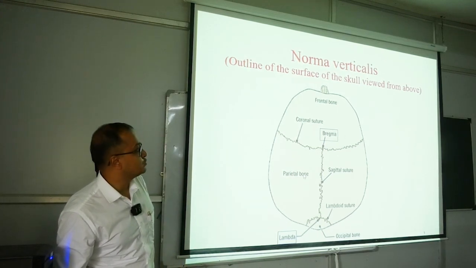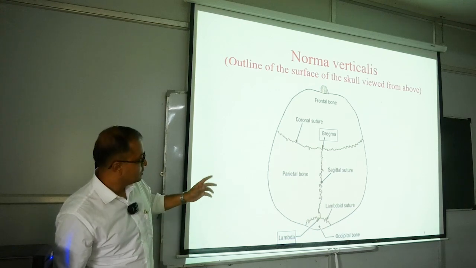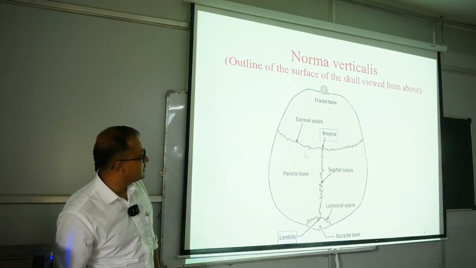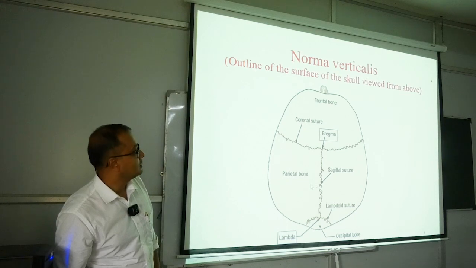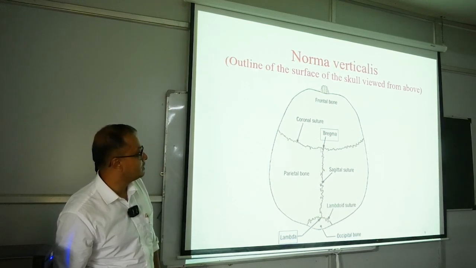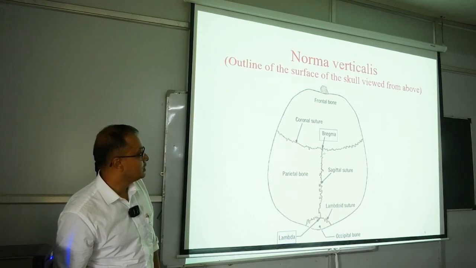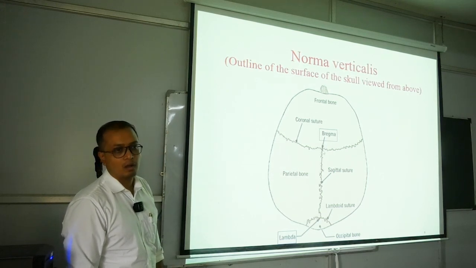Now, other than sutures, we have to know some landmark points. At this union point you are seeing here, the right parietal bone and the left parietal bone unite with the frontal bone, and we have a meeting point. That particular meeting point, that dot, we call bregma.